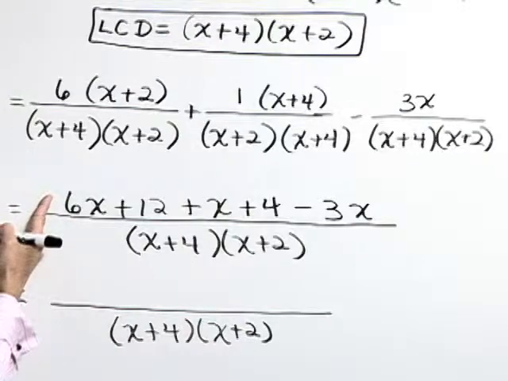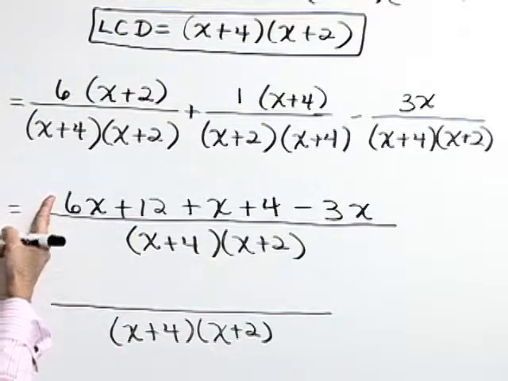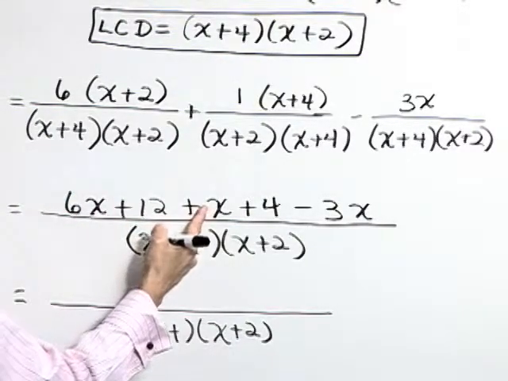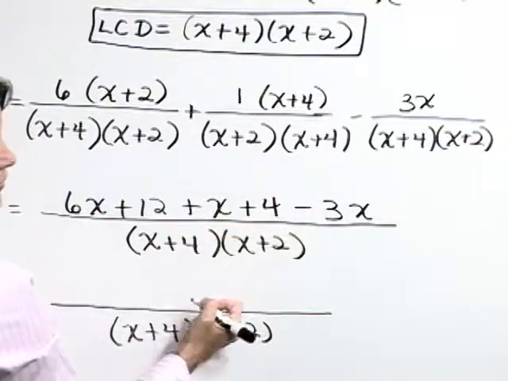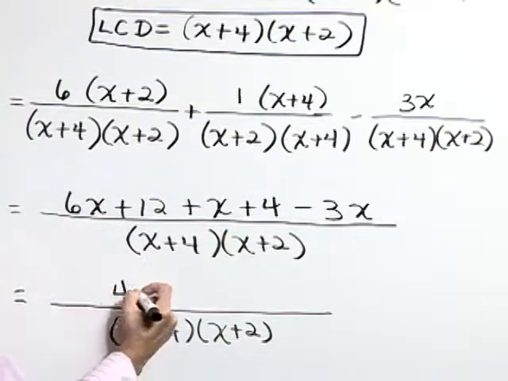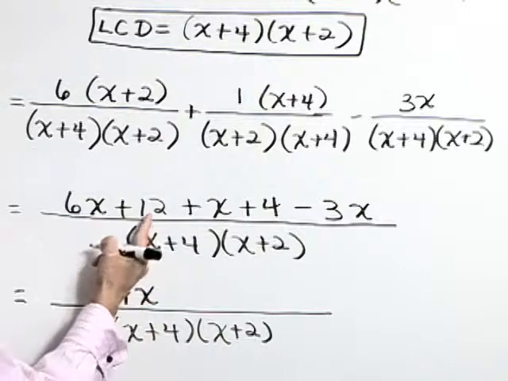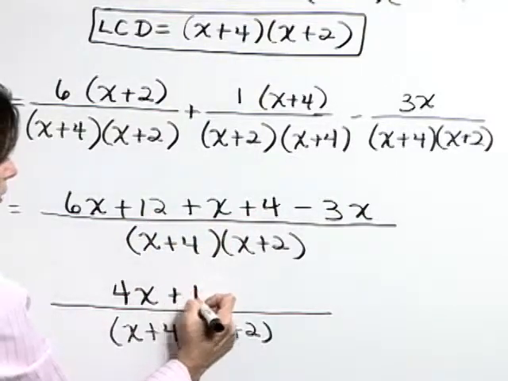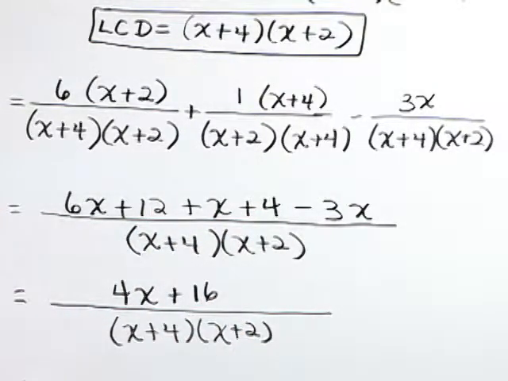Combining like terms in the numerator, we have a 6x plus x, that's 7x, minus 3x gives 4x. Combining our numbers, 12 and 4 is 16.